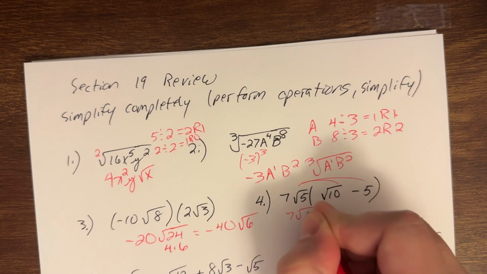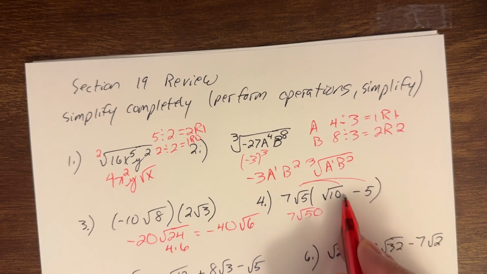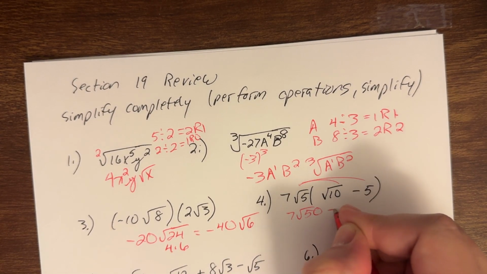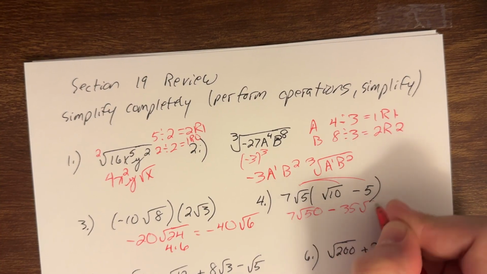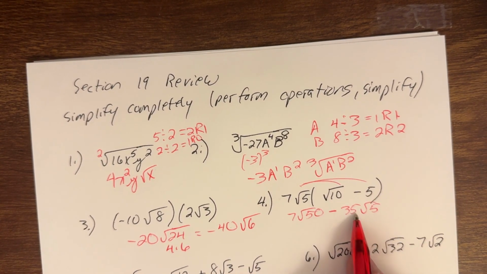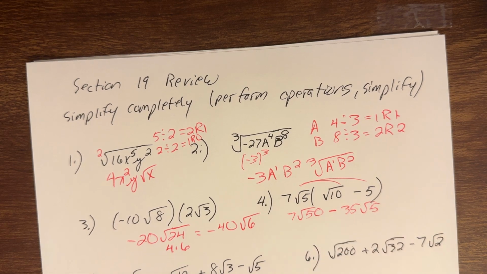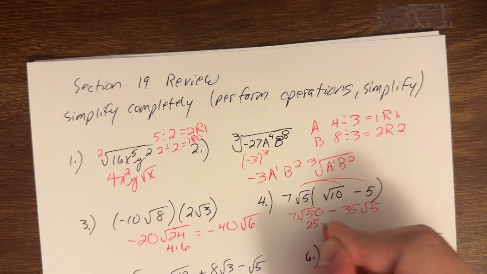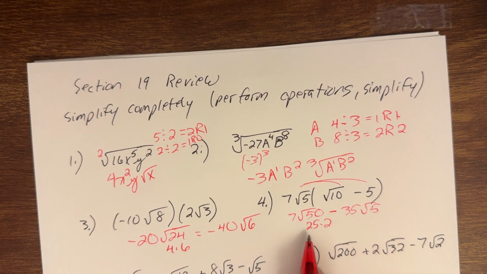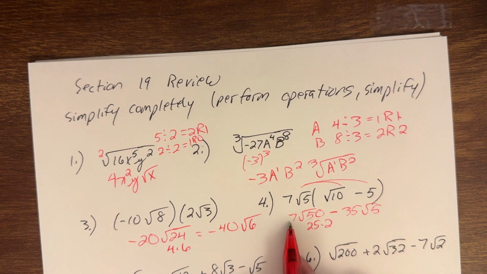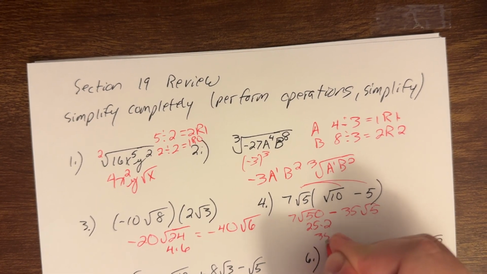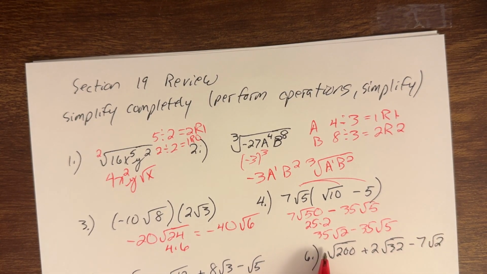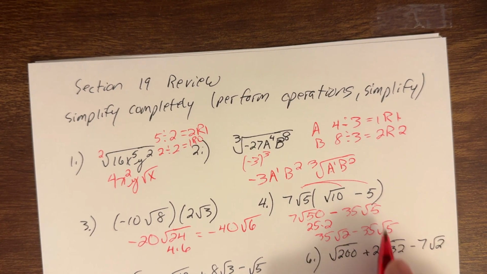Number 4, well, now I've got to distribute. I get 7 radical 50, multiplying these two. 7 pushes along. Radical 5, radical 10 gives me the radical 50, minus 35 radical 5. 7 times 5 gives me the 35. This times the radical pushes along. This can keep going. 50 is 25 times 2. Square root of 25 is a 5. 5 to the front makes that a 35. I'm getting 35 square root of 2 from here, minus 35 radical 5 from here.